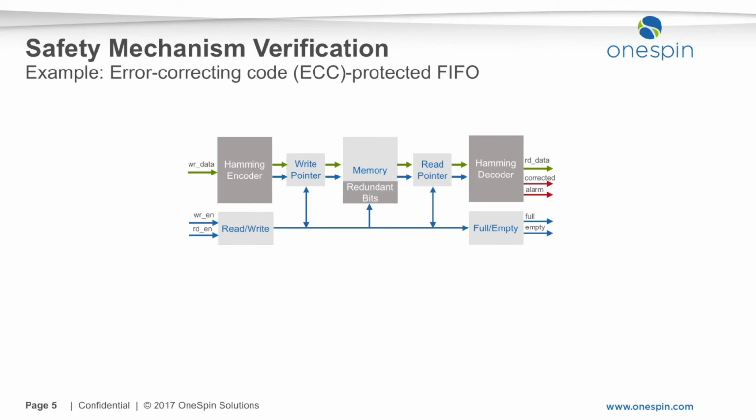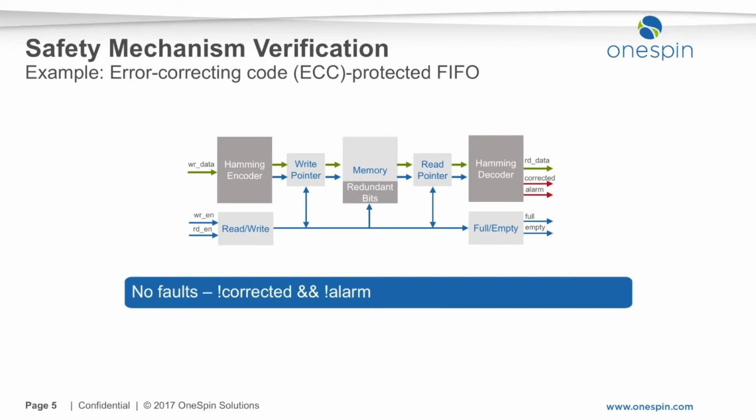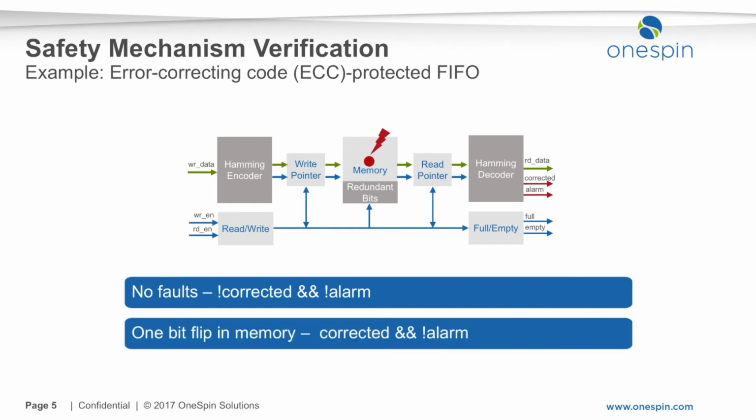Let's consider the first task that we need to perform, the functional verification of this safety mechanism. First, engineers should ensure that the safety mechanism does not interfere with the normal FIFO function. If there are no faults, then no correction is made and no alarm is reported. In the case of a fault scenario where one valid bit in the memory is corrupted, the safety mechanism is expected to detect and correct this error.